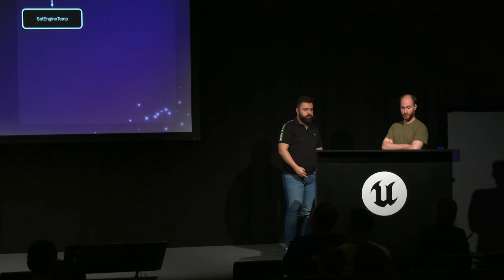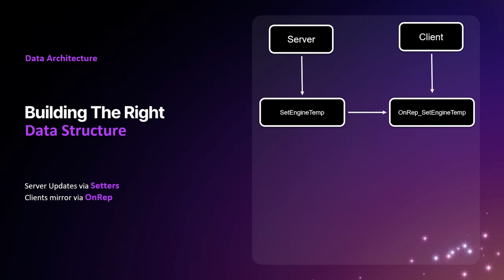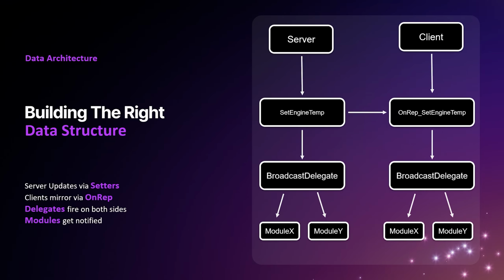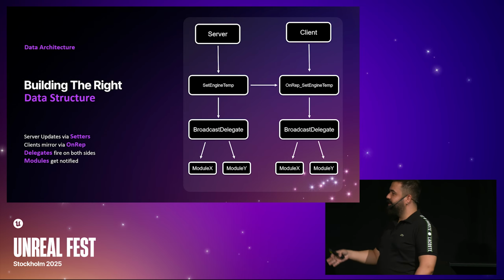Everything actually starts with the server. The server basically calls the setter function of the variable. Thanks to replication, the data is immediately mirrored on the client with OnRep functions. Once this has happened, we broadcast a delegate on both sides, I mean server and client. Once the broadcasts are fired, the modules that want to get that update can be notified, thanks to broadcast and custom delegates.